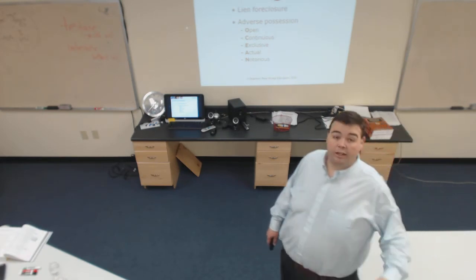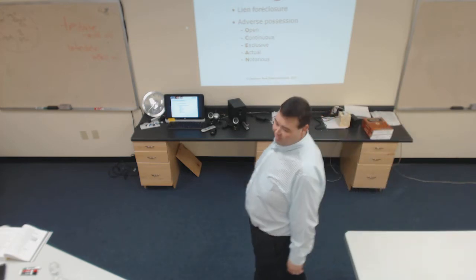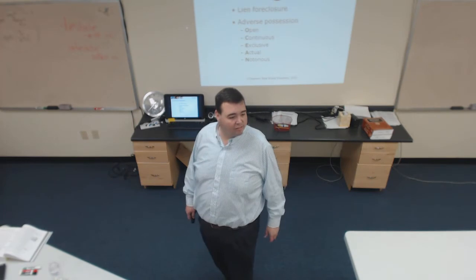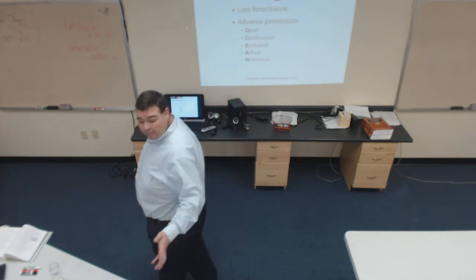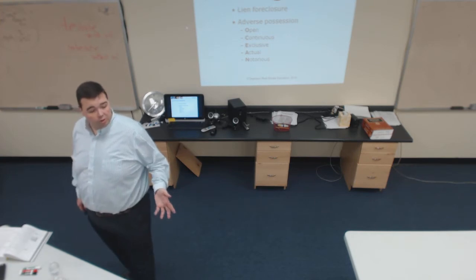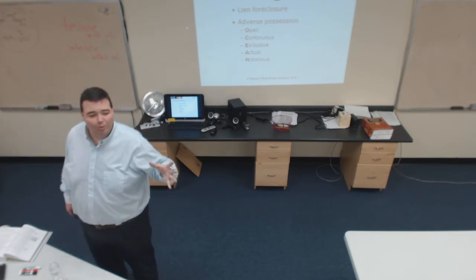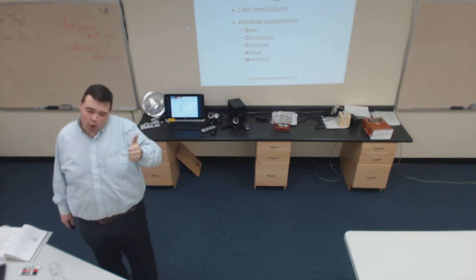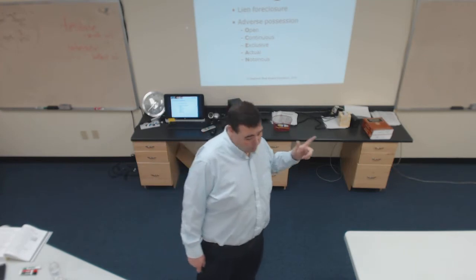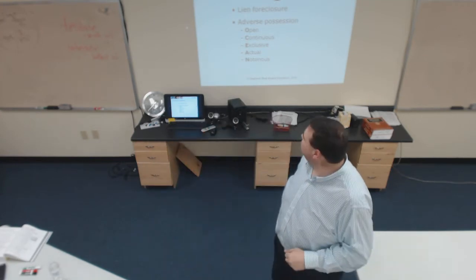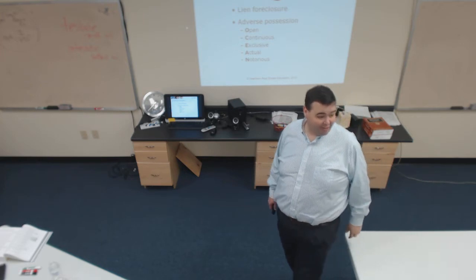He took a break from using the property. He's used it on and off for the last 20 years. Is on and off continuous? No. Intermittently. Those kinds of words should be like alarm triggers for you. This is not continuous. So it has to be continuous. For how long? At least 20 years. And by the way, you probably need some proof that you've been doing it for at least 20 years, right?